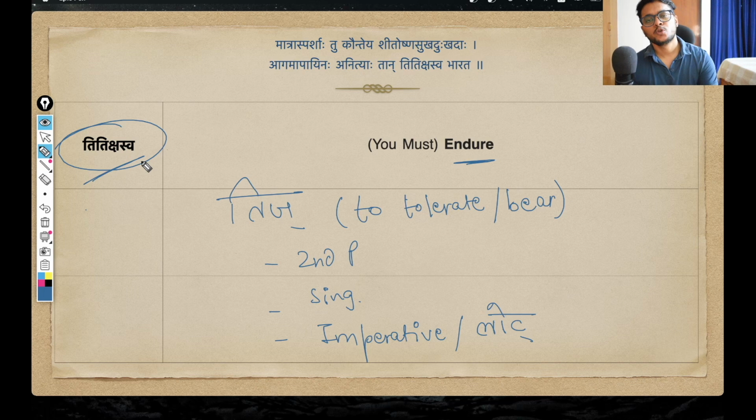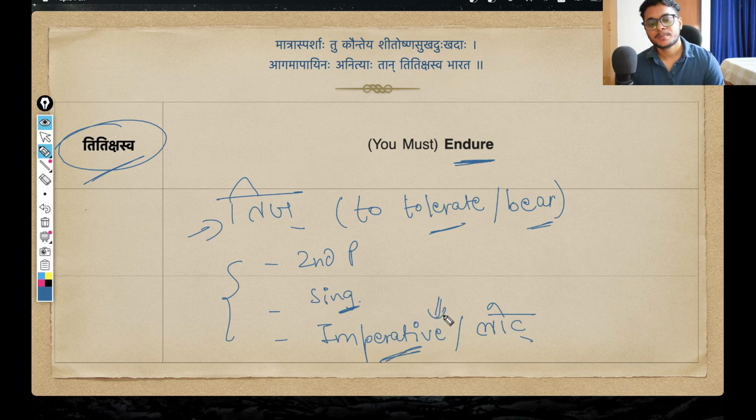So this dhatu roop is coming from tich, this dhatu. And this dhatu of course means to endure or to tolerate, to bear, in that sense. Okay. And this verb root here is in second person, that is Madhyama Purush, singular, that is Ekvachana, and imperative mood, that is Lot Lakar.